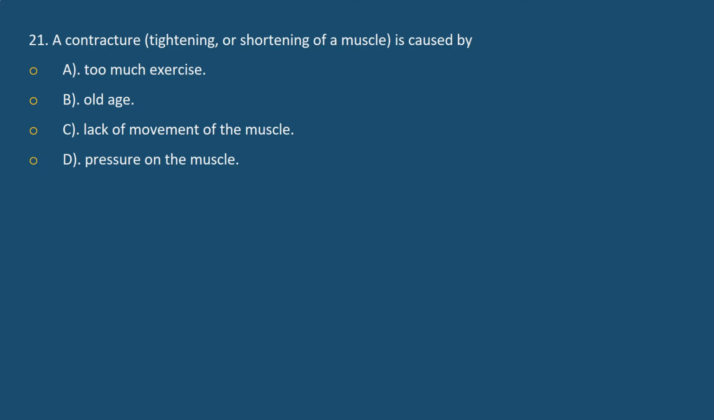Question 21. A contracture, tightening, or shortening of a muscle is caused by A. Too much exercise, B. Old age, C. Lack of movement of the muscle, D. Pressure on the muscle.